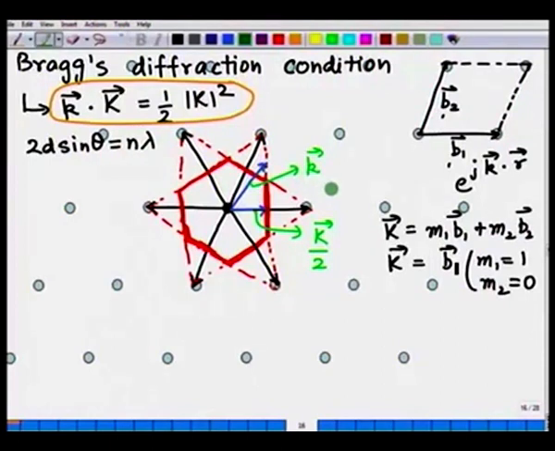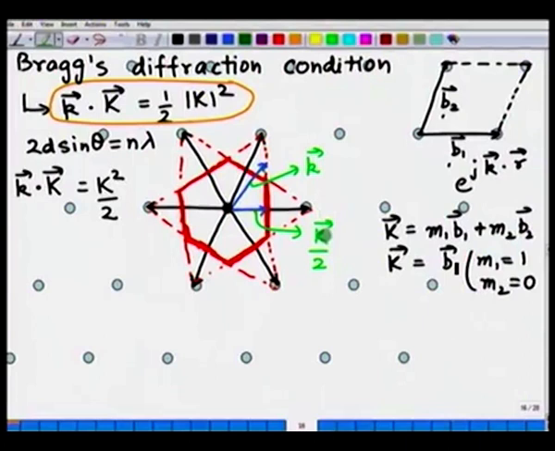If I take the dot product between these, small k dot capital K, what will that be equal to? You can clearly see it is k square by 2. That is what this will be equal to. As you can see, if I resolve small k onto this, so k dotted with a unit vector in this direction will be equal to k by 2.